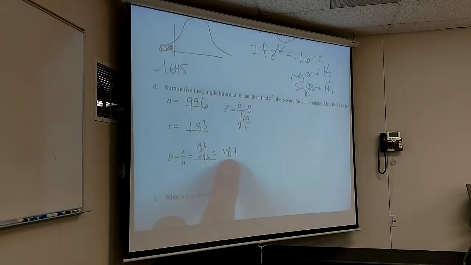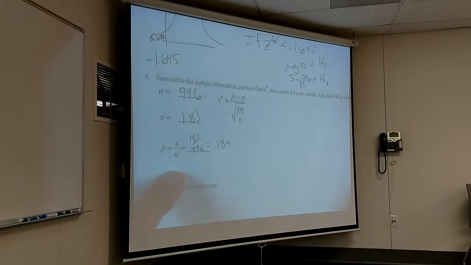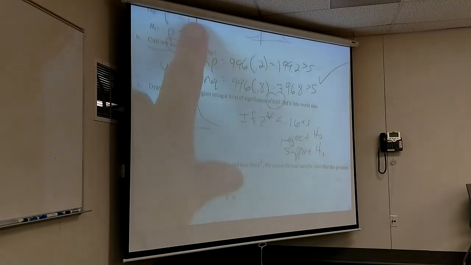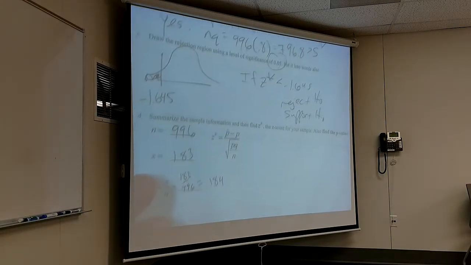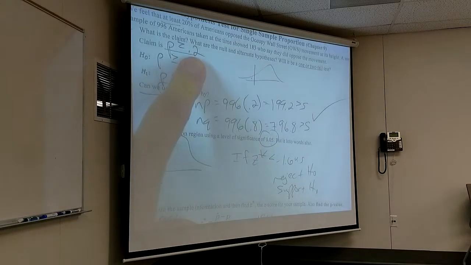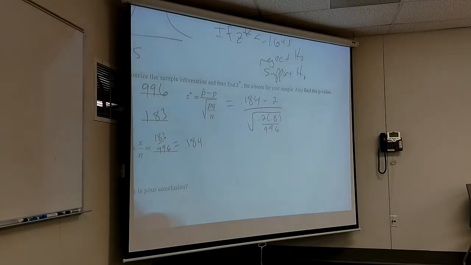You guys getting this for p hat? I'm really being nice because I don't ask for q hat at all, because we don't need q hat. Because I'm going to use p and q. What was p? 0.2. So what's q? 0.8. There you go. So I got my data minus the supposed middle divided by square root of 0.2 times 0.8 divided by, what was it, 996. Number 4.